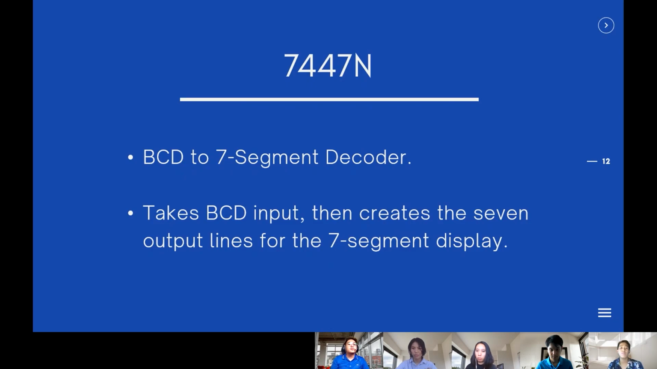The second to the last component to be discussed is the 7447N decoder. The 7447N IC is a BCD to 7-segment display decoder, and it takes BCD input from the 74LS190D counter and then creates the 7 output lines for the 7-segment display. Each input combination of the BCD is translated to its corresponding numeral display.